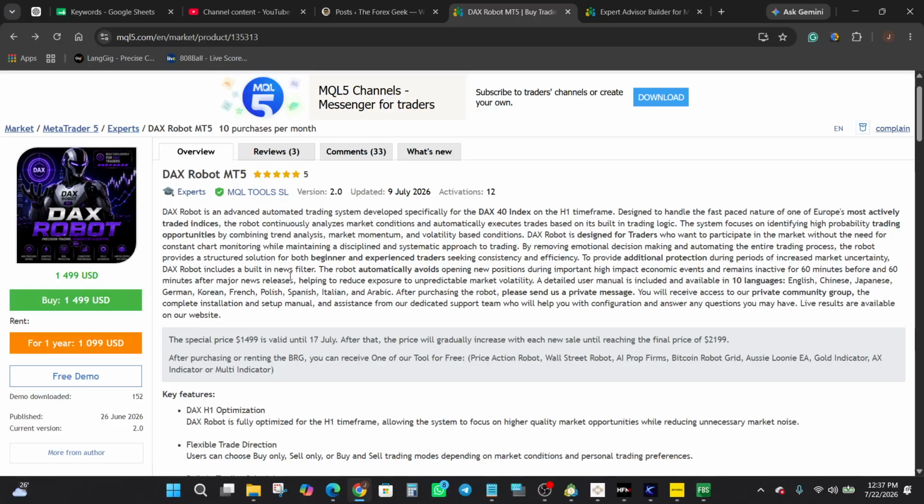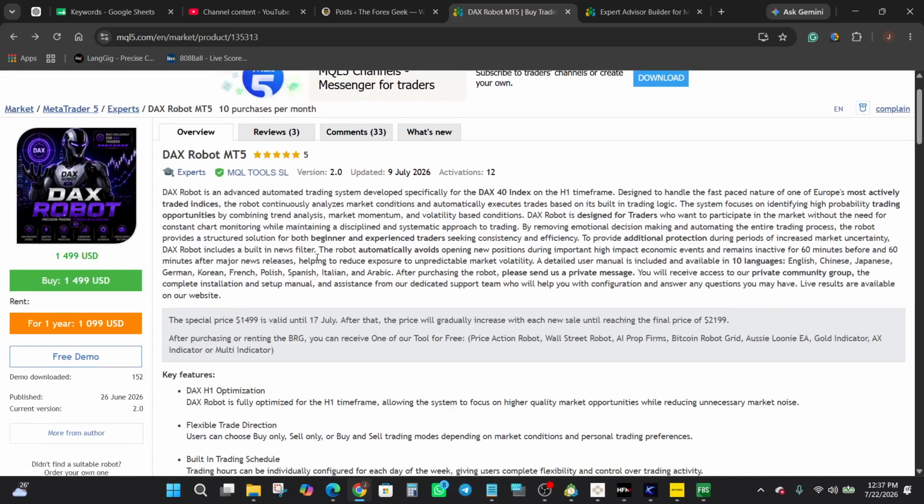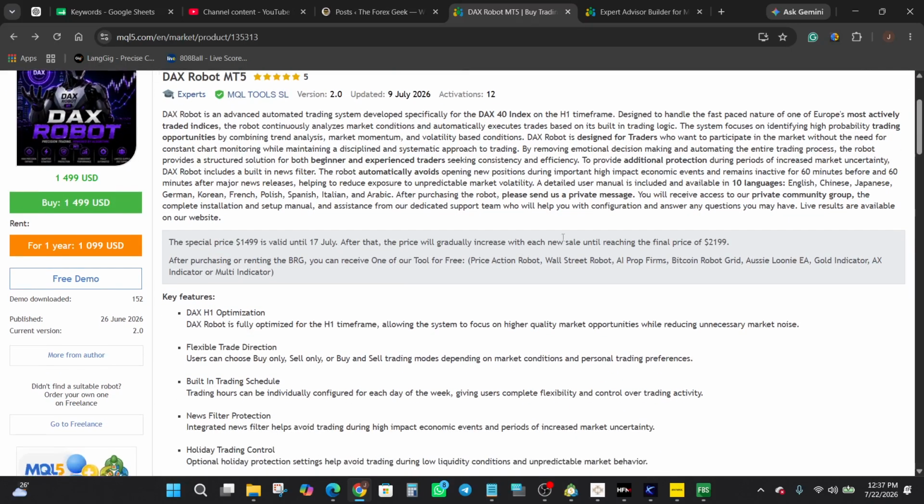All right, so on the marketplace page, it is described as an automated trading system specifically optimized for the DAX 40 index, that is the DAX 40 index. All right, also referred to as the GER 40. Okay, so the recommended time frame is H1. Now the EA analyzes market conditions using trend, momentum, and volatility based logic to find high probability opportunities. It aims to remove emotional decision making by handling entries, exits, and trade management automatically.